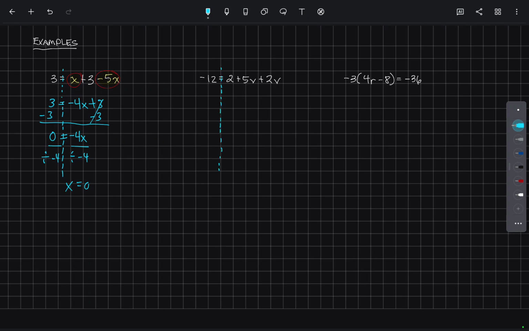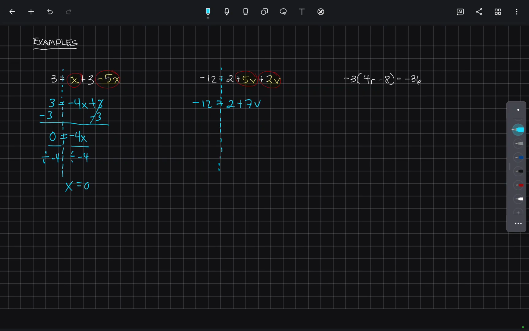You should be seeing a lot of similarities between this and two-step. The only new thing is going to be like terms and distributive. So you can see that there are two terms that are like, and that would be a positive 5v and a positive 2v. Whenever I combine those, I get a positive 7v. So I'm going to just rewrite the problem. 2 plus 7v, negative 12. And it looks exactly like a normal two-step equation.